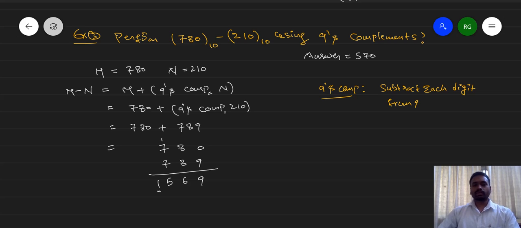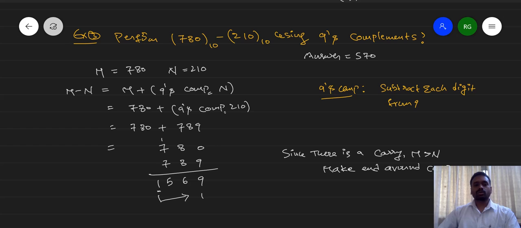So when we have a carry, it means that my m is greater than n. It is known that 780 is greater than 210, so we are having the carry. What do we have to do with this carry? We make an end around carry. End around carry is nothing but adding your carry back to your sum.